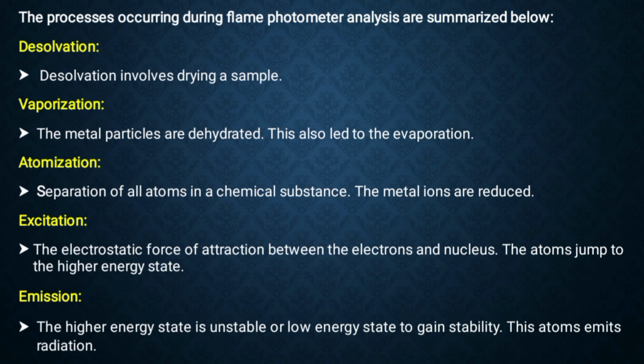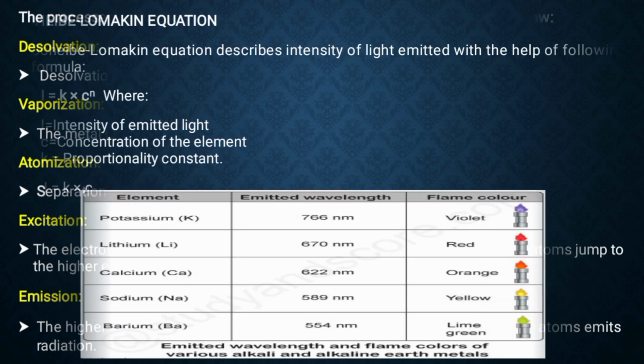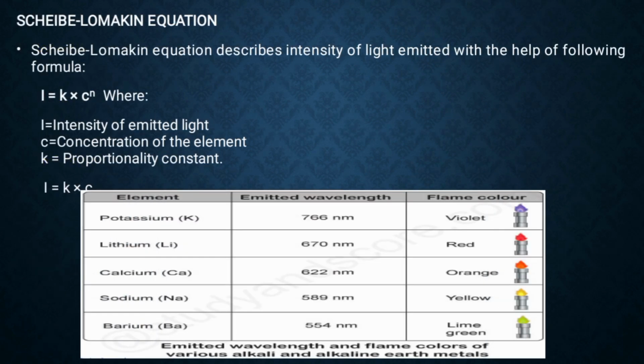Next, we will see how to calculate the intensity of light emitted with the help of the following formula. This formula was described by Scheibe-Lomakin. The formula is I = K C^n. I is the intensity of emitted light, C is the concentration of the element, K is the proportionality constant. The intensity of emitted light is directly related to the concentration of the sample.